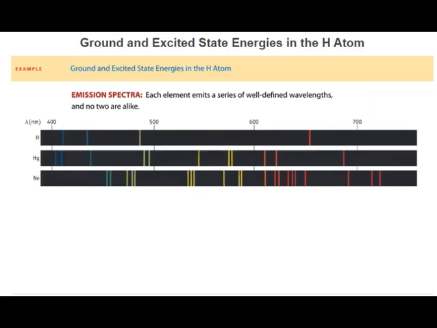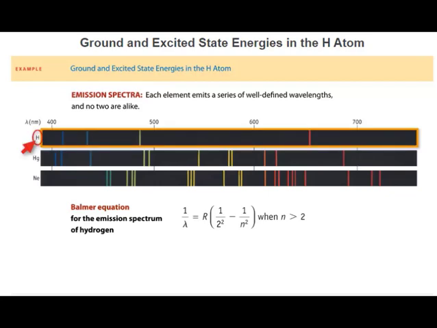A puzzling property of elements was that when excited they emitted light, not in a continuous spectrum, but as discrete wavelengths. And each element was different. Here you see spectra for hydrogen, mercury, and neon, and each element emits light of different wavelengths. In the late 19th century, Johann Balmer and Johannes Rydberg studied emission spectra of the elements, and for hydrogen they found that the wavelengths of the light could be calculated using a simple equation.